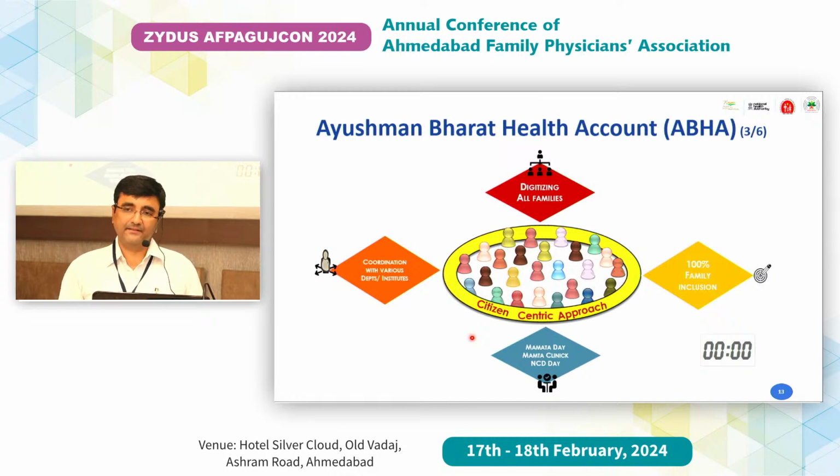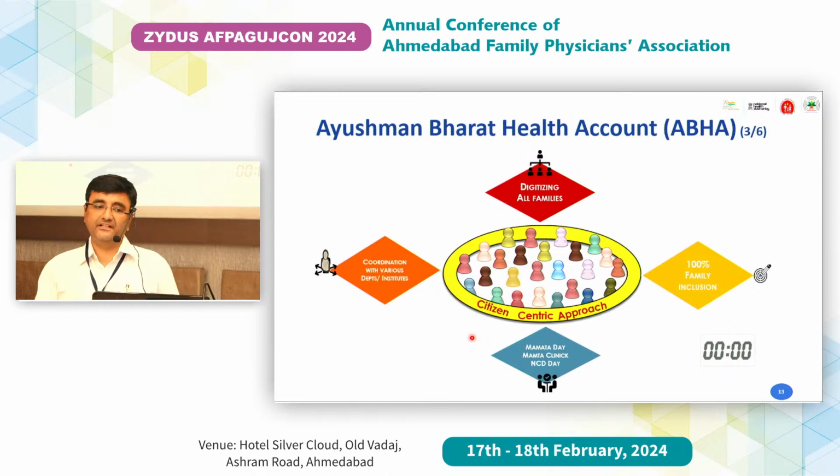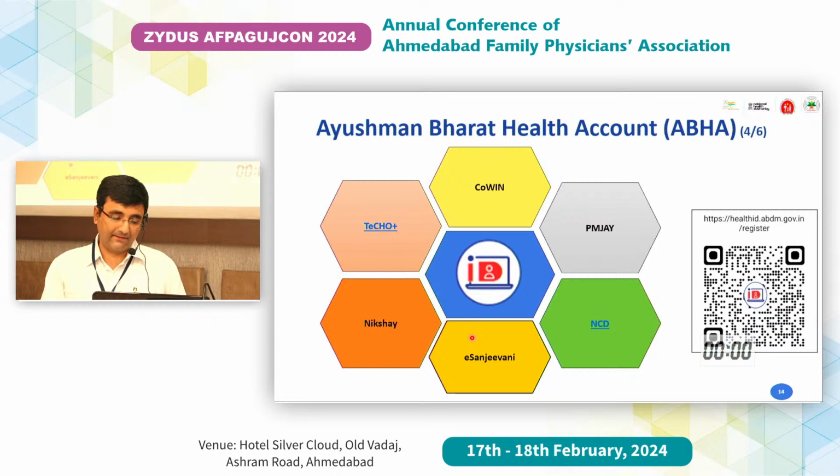For example, we are working with the Department of Science and Technology and the Women and Child Department. There are multiple NGOs, for example, Chamber of Commerce. Then there are many blood banks doing volunteer services. All these organizations are supporting us wholeheartedly. And the target is to cover 100% population with ABHA.